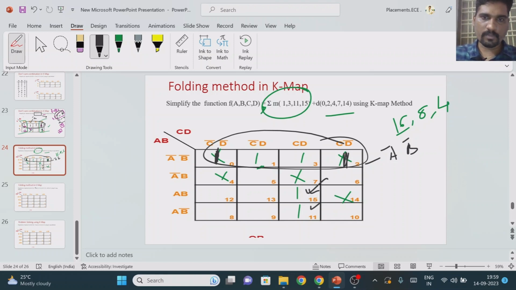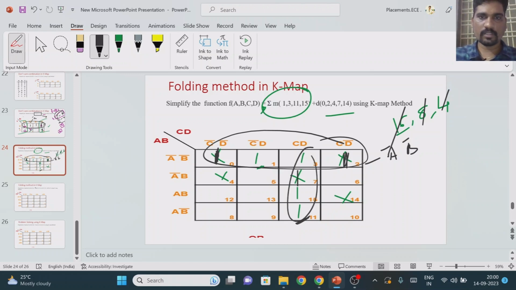Either you can start from here or you can start from here, right? Now we'll try to start from here. Is there any 16 adjacent ones? No. For this one, is there any 16 adjacent ones? No. Any 8 adjacent ones? No. Any 4 adjacent ones? Yes. In what case? If we consider this as the 1.